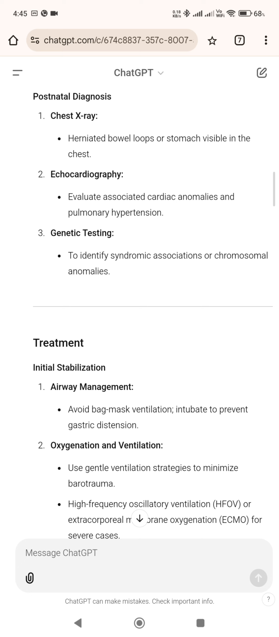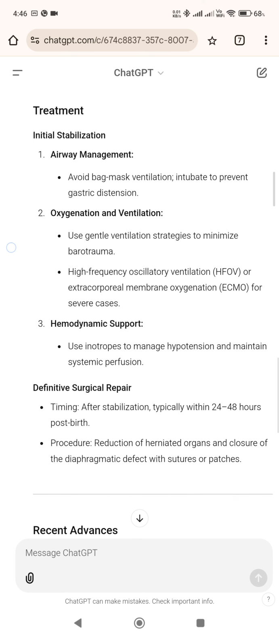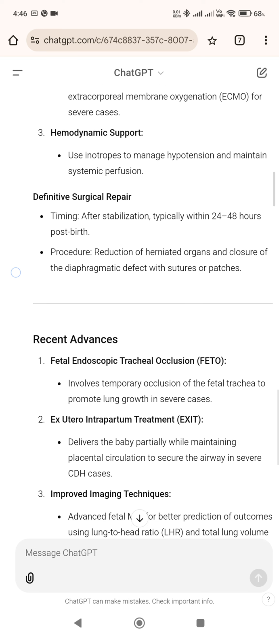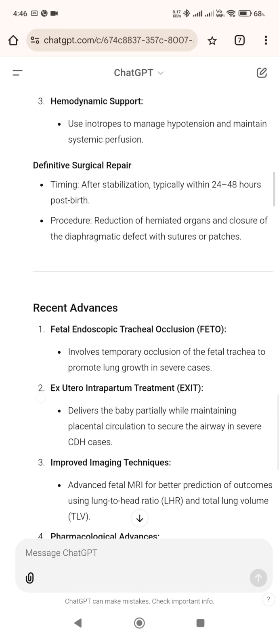Treatment. Initial stabilization. 1. Airway management, avoid bag mask ventilation, intubate to prevent gastric distension. 2. Oxygenation and ventilation, use gentle ventilation strategies to minimize barotrauma. High-frequency oscillatory ventilation, HFOV, or extracorporeal membrane oxygenation, ECMO, for severe cases. 3. Hemodynamic support, use inotropes to manage hypotension and maintain systemic perfusion.